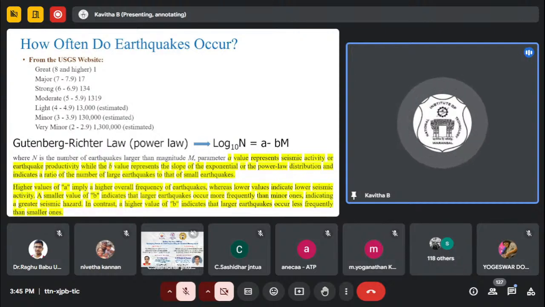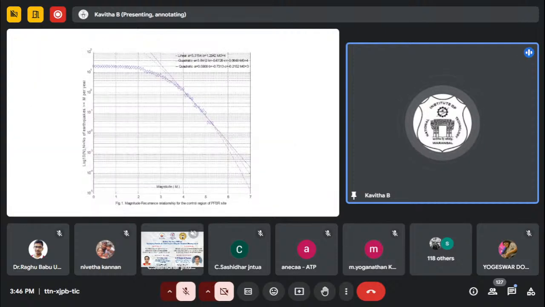This power law relates the number of events with magnitude. It is basically telling us that where there are more events, usually the magnitude will be very low. Where very few events are there, you can expect higher magnitude. You can see here, great earthquakes are magnitude more than 8. In a particular year, you can expect only 1. If it is a moderate event, maybe 5 to 5.9, it is thousands. Very minor events, 2 to 2.5, are around lakhs. That's what the power law explains. Fewer events, magnitude will be higher. More events, magnitude will be lower. That's what is explained in the graph.